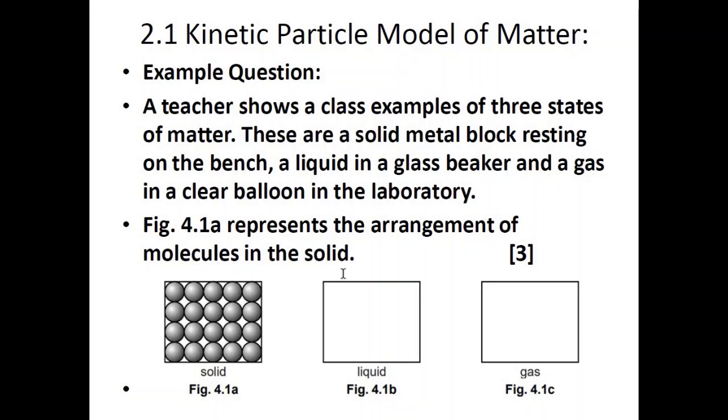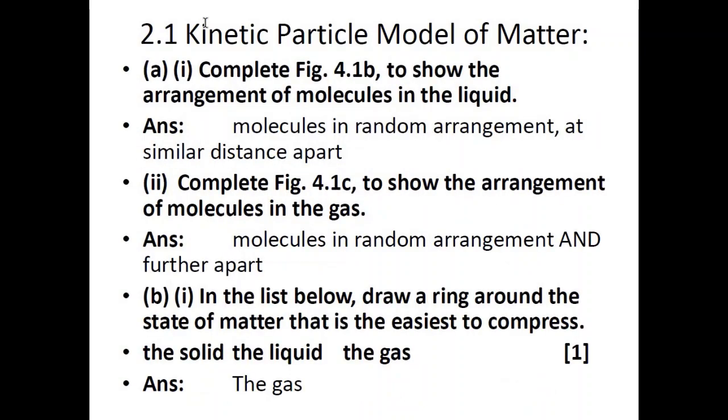Example question: a teacher shows a class examples of three states of matter. These are a solid metal block resting on a bench, a liquid in a glass beaker, and a gas in a clear balloon in the laboratory. 4.1a represents the arrangement of molecules in a solid. Now 4.1b and c for liquid and gases are empty. Complete 4.1b to show the arrangement of molecules in a liquid.